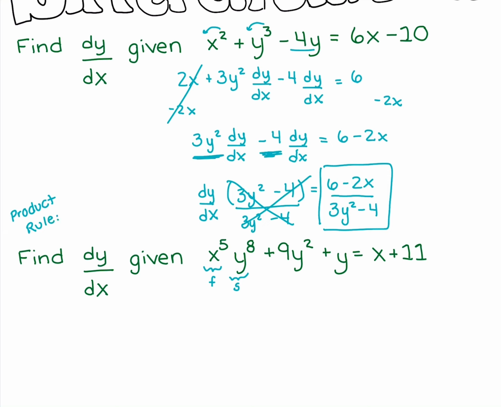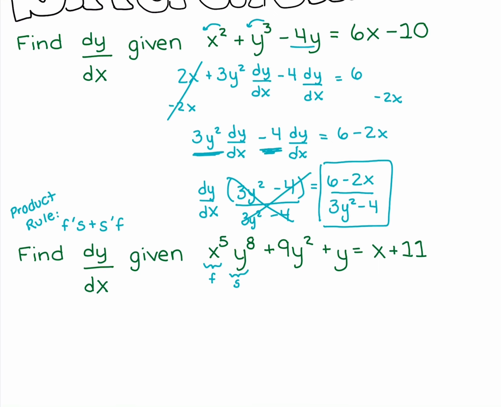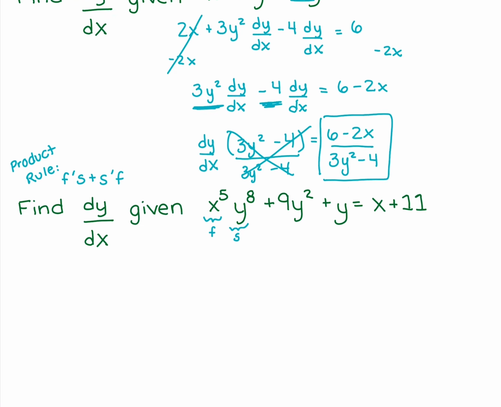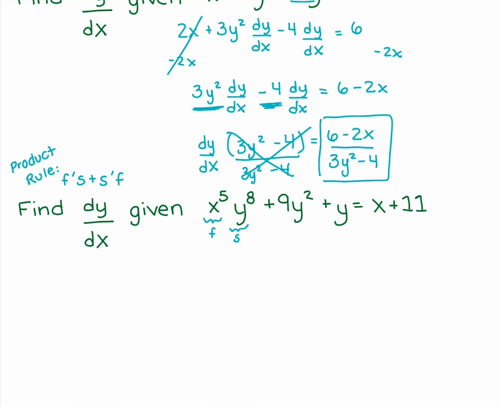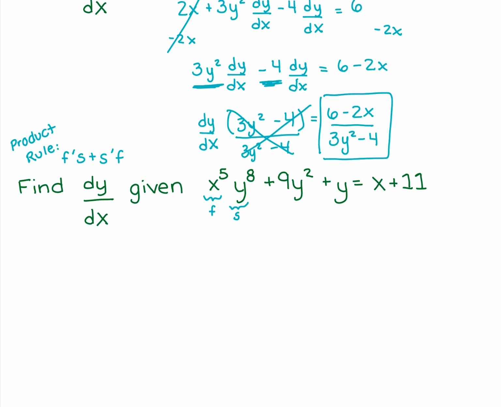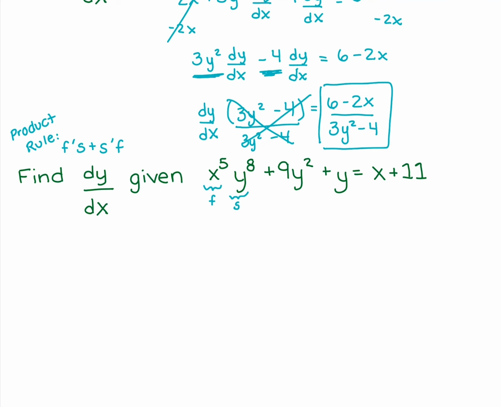If you have a product rule, you do the derivative of the first, original second, plus derivative of the second times the original first. So we're going to do that here with these x to the 5th and y to the 8th terms. Want to keep in mind, again, only put a dy/dx if you take the derivative of a y term. So looking at the derivative of the first factor, derivative of x to the 5th is just simply 5x to the 4th.